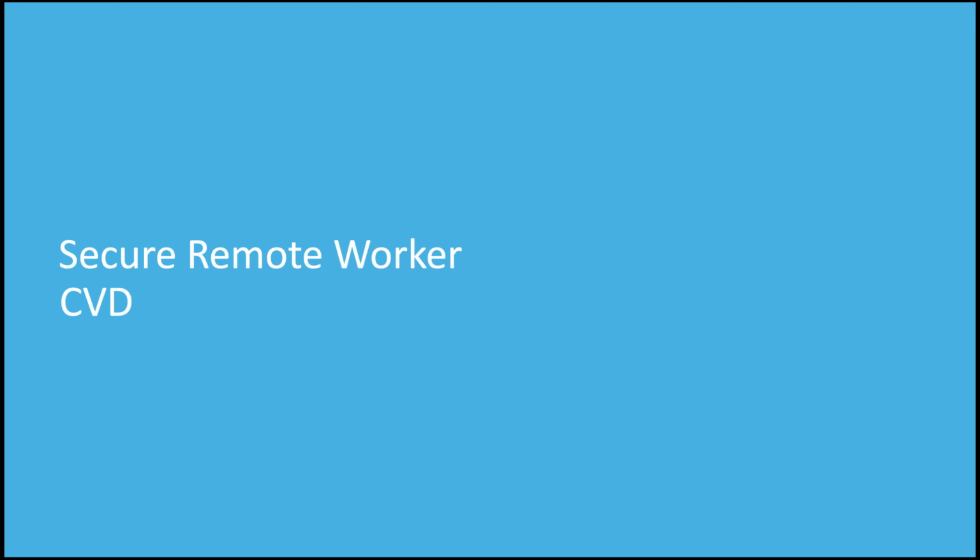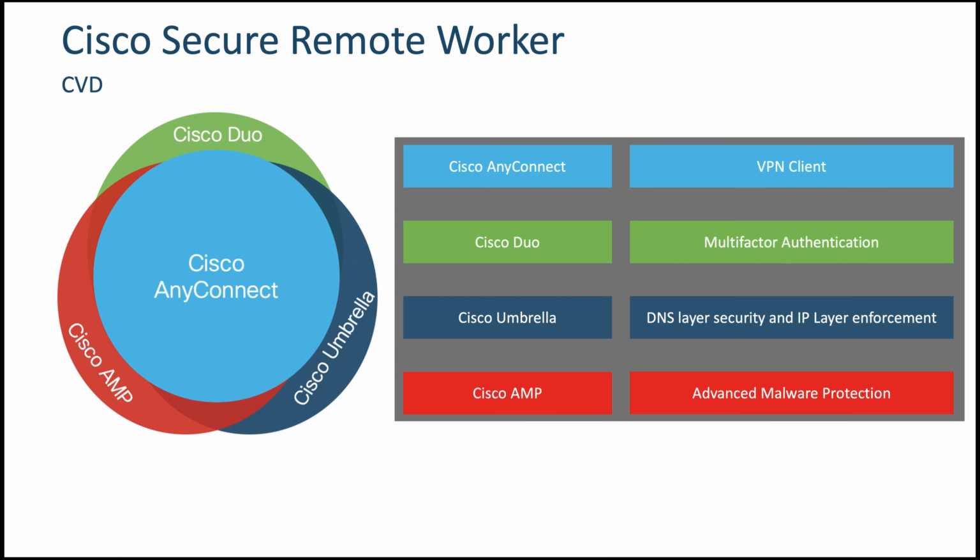And now look at the third CVD that we have in our design zone, and that CVD is for secure remote worker. So our secure remote worker includes 4 components. First one is Cisco AnyConnect VPN, which is a VPN client. Then we have Cisco Duo for multi-factor authentication. We have Cisco Umbrella for DNS layer security and IP layer enforcement. And then we have AMP module for advanced malware protection.